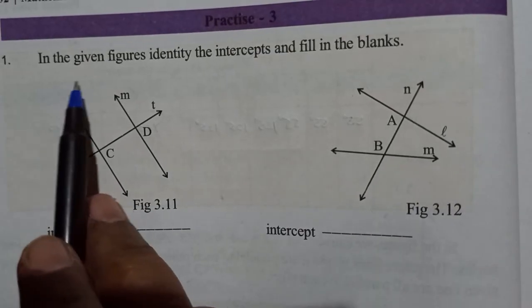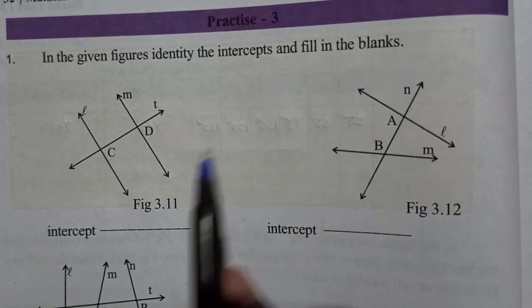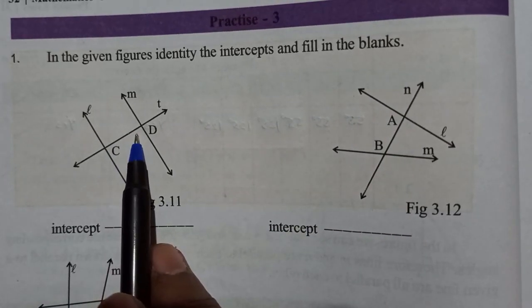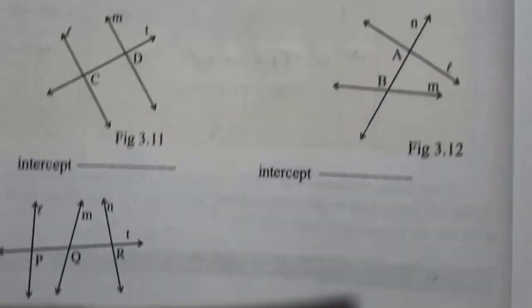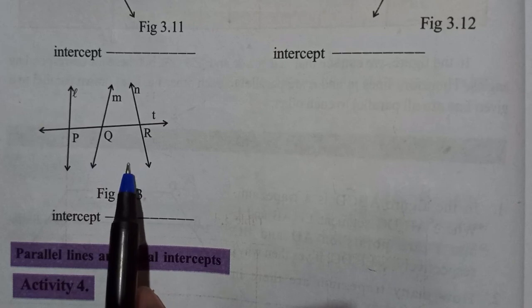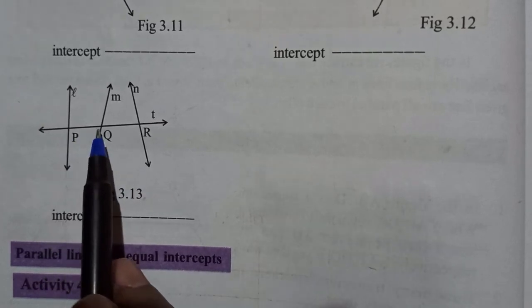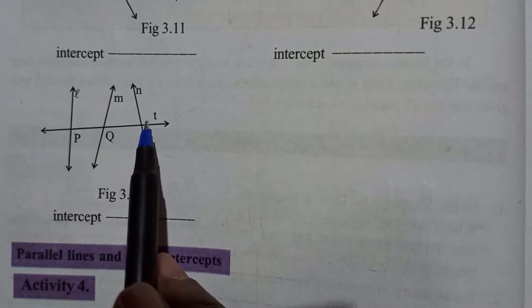Practice 3. In the given figure, identify the intercepts and fill in the blanks. Here, CD is the intercept. In figure 3.12, AB is the intercept. And in figure 3.13, there are three intercepts. First, PQ. Second, QR. And third, PR.